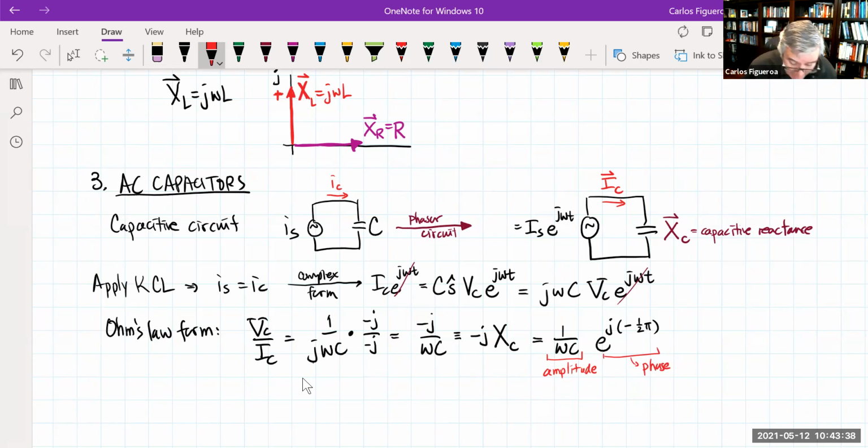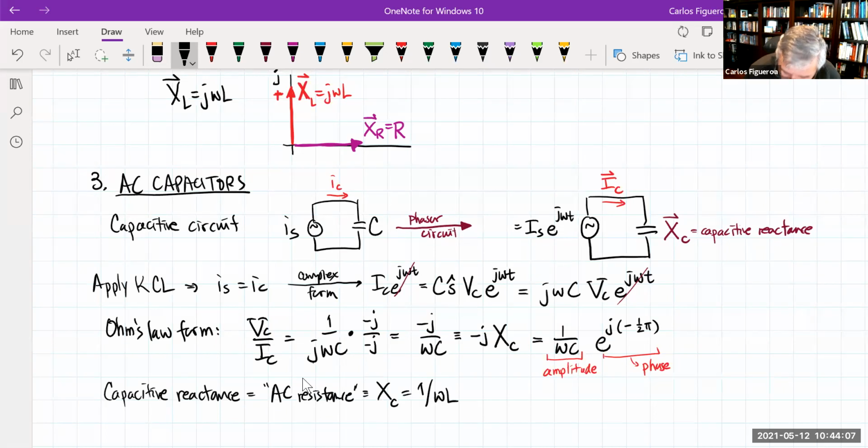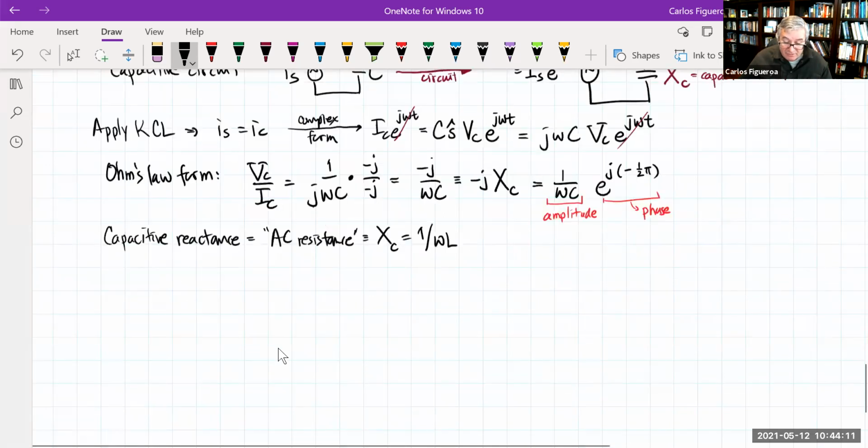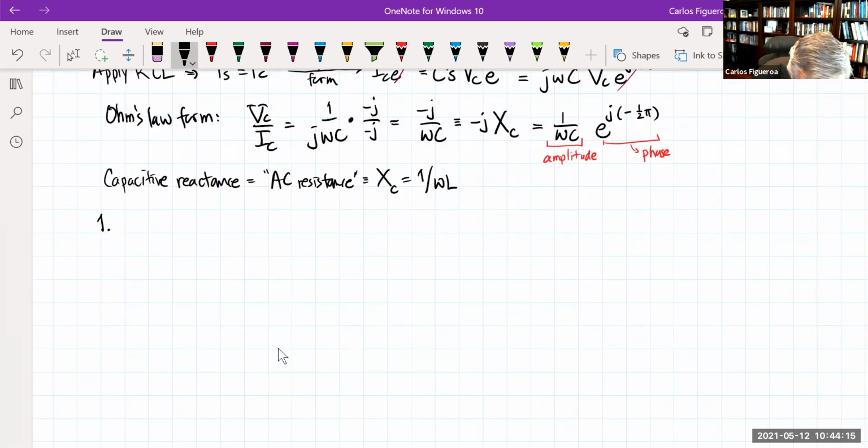So what we're saying here is that now I have my capacitive reactance, which is my AC resistance, which is XC, and in this case, it's 1 over omega C. So there's something going on differently. So let's go look at that. The first thing I'm going to look at is the capacitive reactance amplitude. So this is the first thing that we want to look at here.